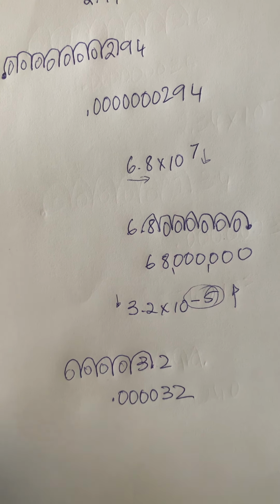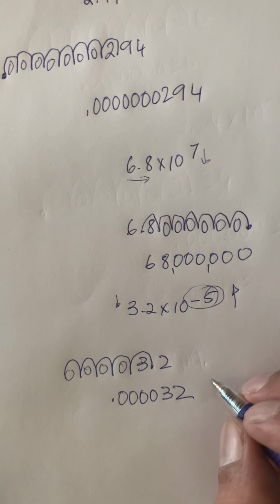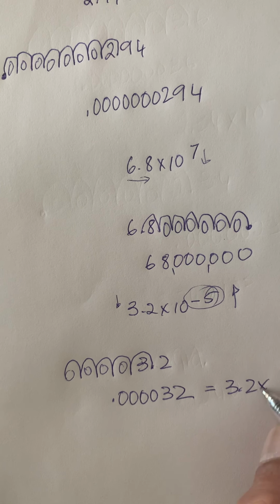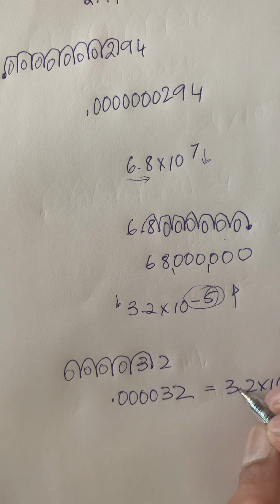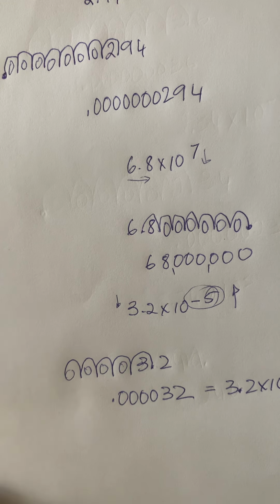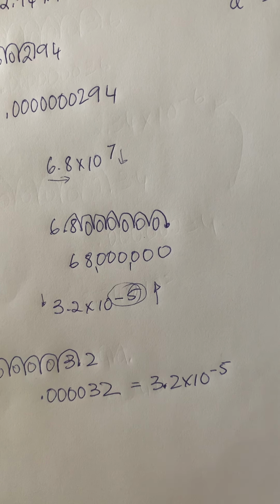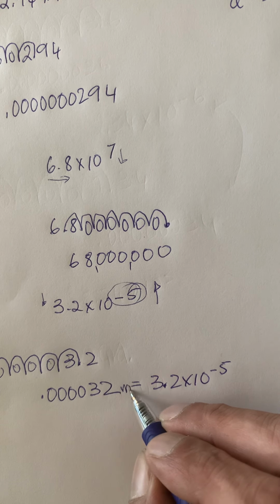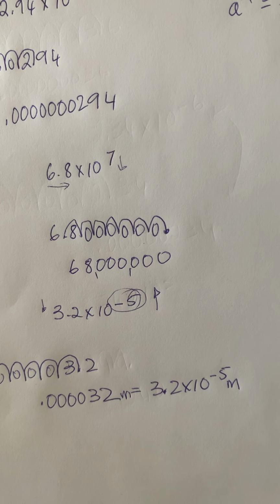0.000032. And so here is that number written as a standard number. This is exactly equivalent to 3.2 times 10 to the minus 5. If you were talking about a quantity, let's say it was meters, it would be exactly the same amount. Same length, just a different way of writing it. I hope this helps.